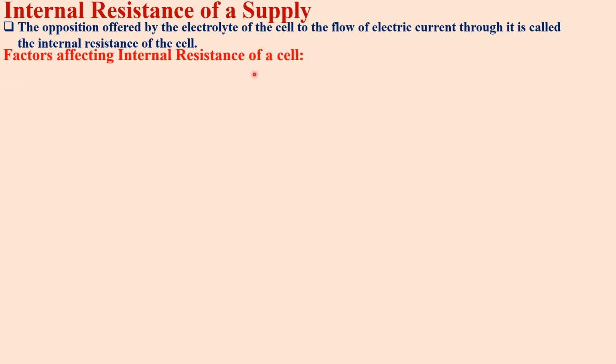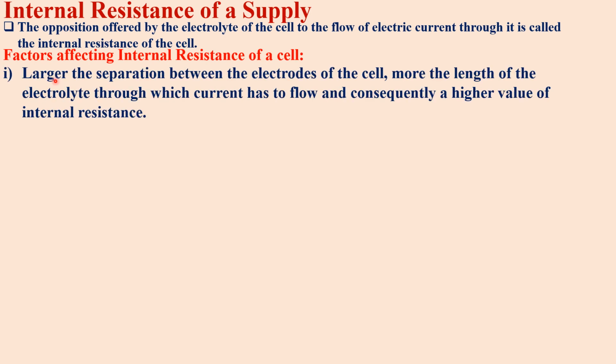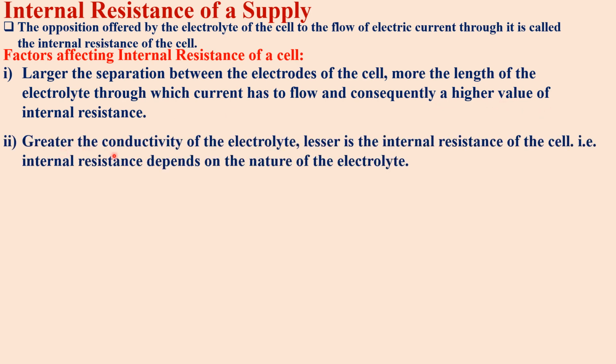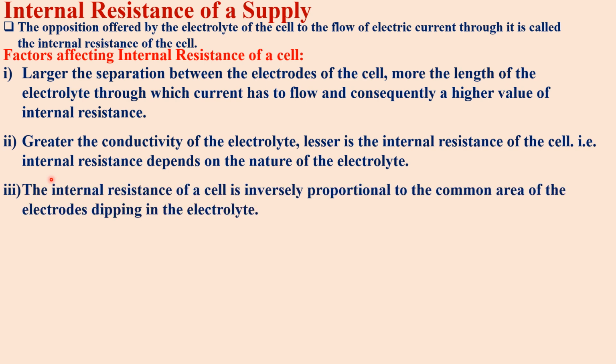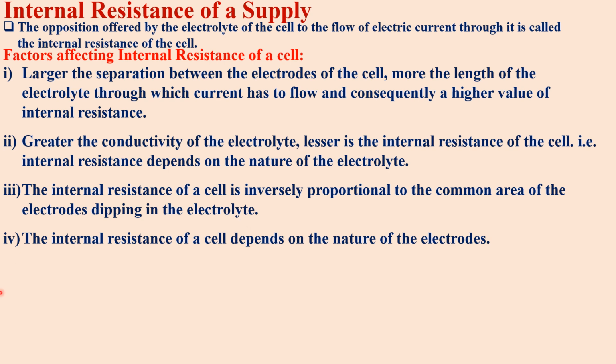Factors affecting internal resistance of a cell. The larger the separation between the electrodes of the cell, the more the length of the electrolyte through which current has to flow, and consequently a higher value of internal resistance. The greater the conductivity of the electrolyte, the lesser is the internal resistance of the cell, as the internal resistance depends on the nature of the electrolyte. The internal resistance of a cell is inversely proportional to the common area of the electrodes dipping in the electrolyte. The internal resistance of a cell depends on the nature of the electrodes.